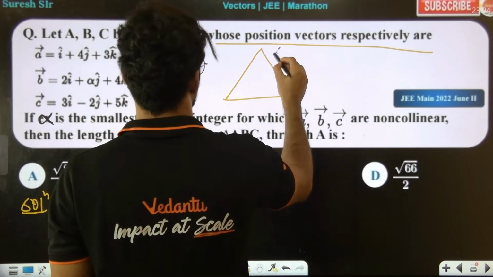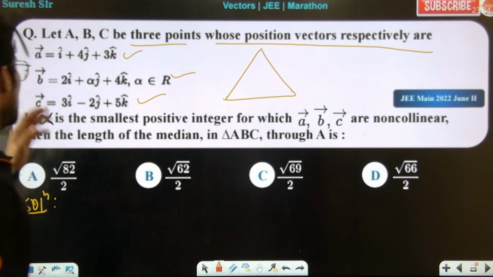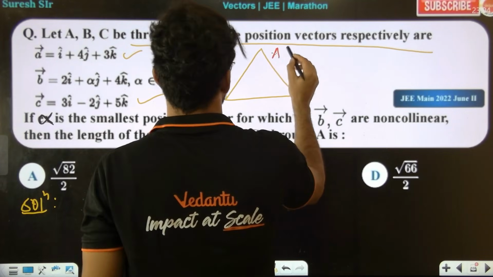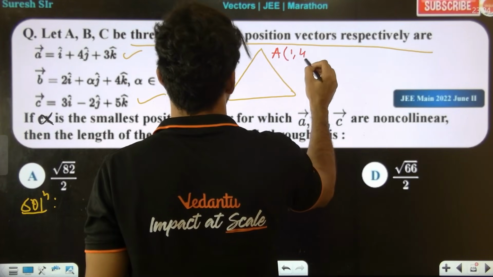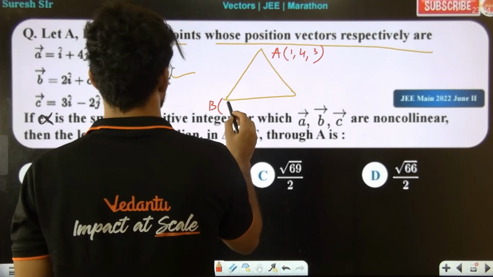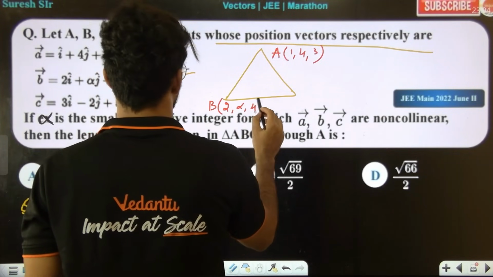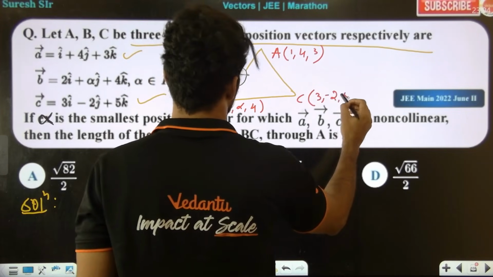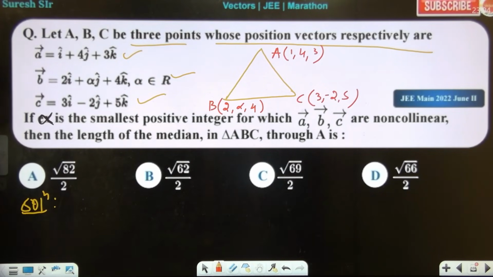What is A? See, A, B, C are position vectors. A is what, sir? Position vector is 1, 4, 3. And B is 2, alpha, 4. What is C? 3, minus 2, 5. This is what is given to us.